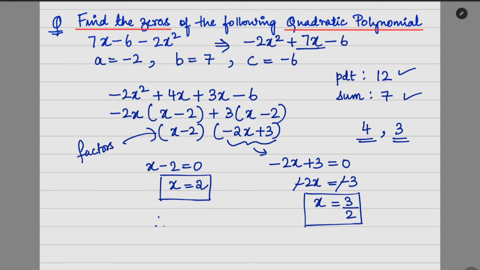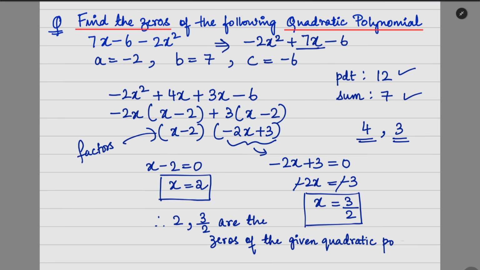So therefore 2, 3 by 2 are the zeros of the given quadratic polynomial. Okay. If you write it completely till the end, so clearly, right?